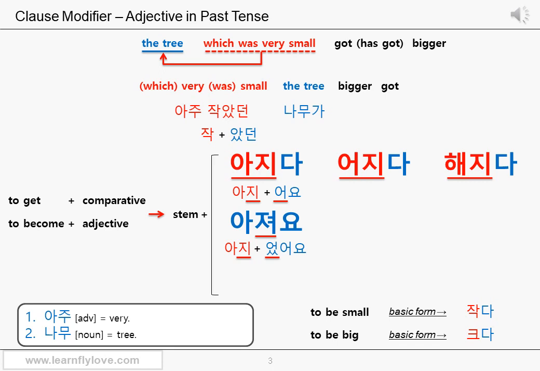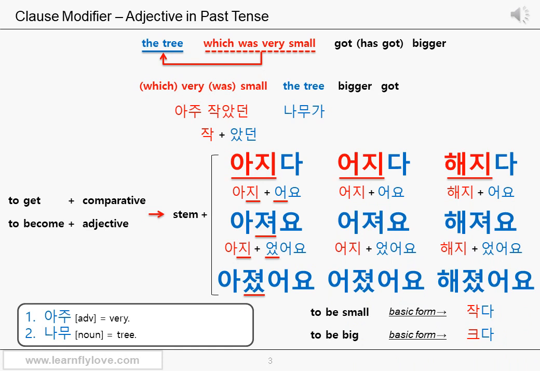지었, 지었. It becomes 졌 sound with 여 vowel. 아졌어요, 아졌어요. If you add the stem of the adjective small, 작, to 아졌어요, it becomes 작아졌어요, which means got smaller in the past tense. Got smaller. Okay? It's nothing. You can figure out the rest of them yourself.